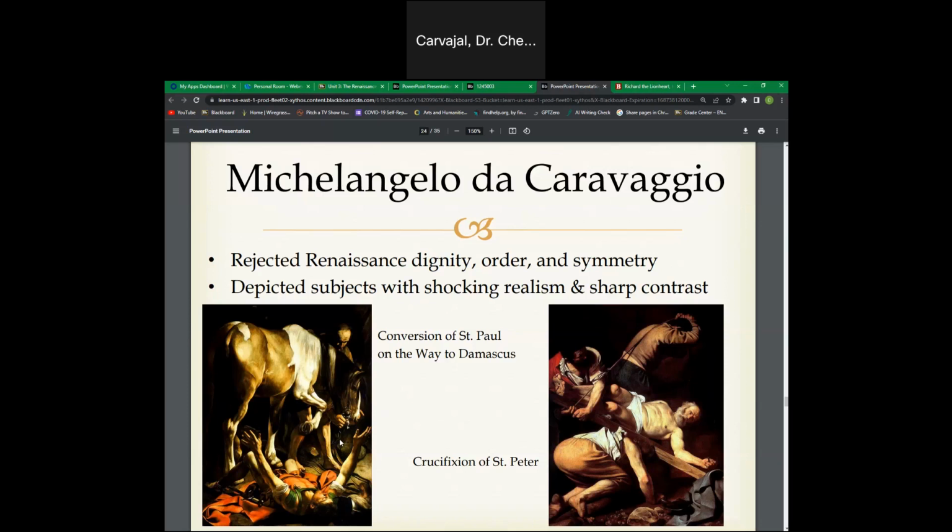Again, we have kind of a contrapposto in both, where people are off kilter or in unusual positions. In the first one, the conversion of St. Paul, this is the road to Damascus, same thing. I said Ephesus earlier, and it's Damascus. But on the road to Damascus, he falls from his horse and he's blind.